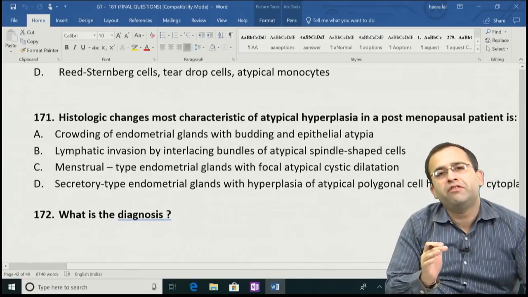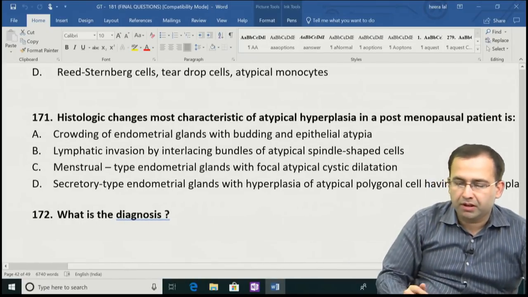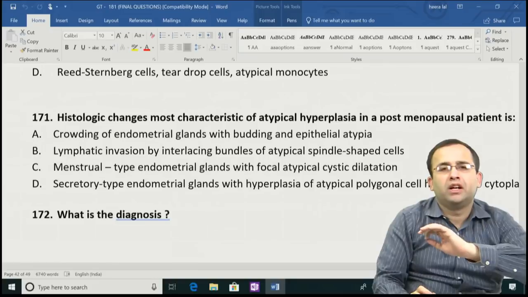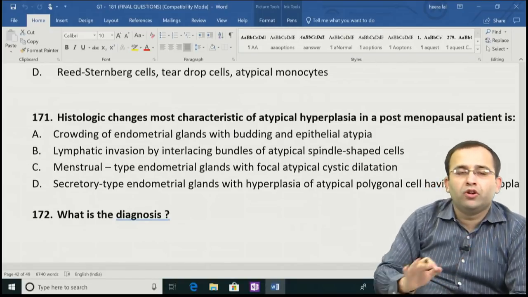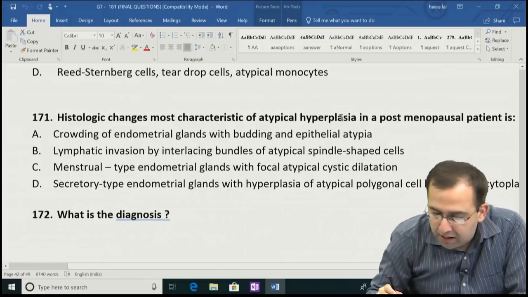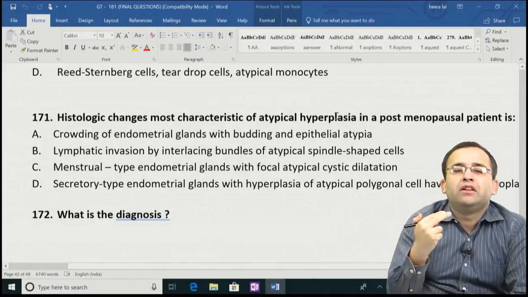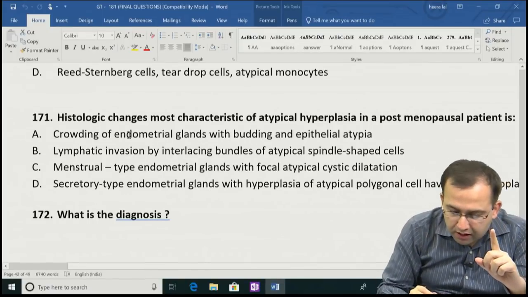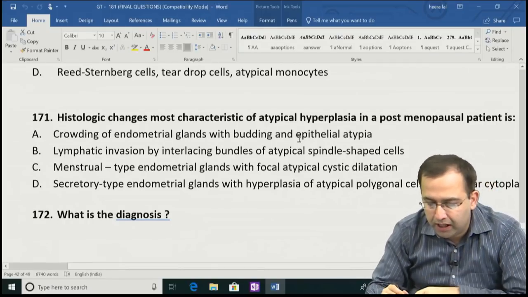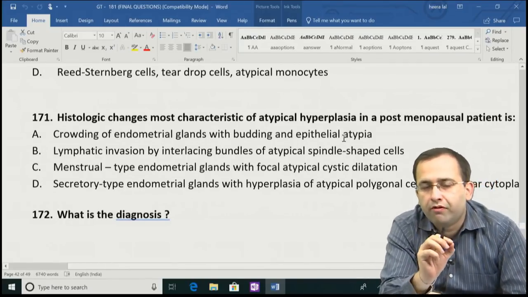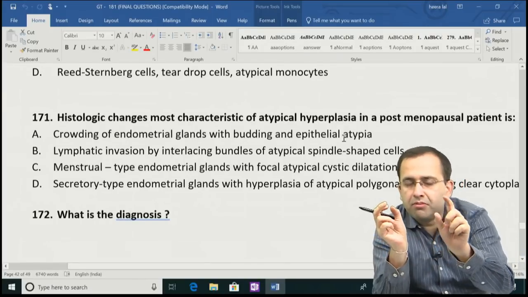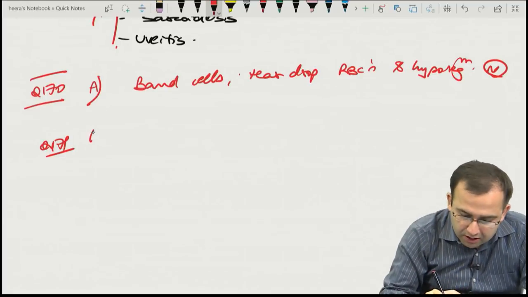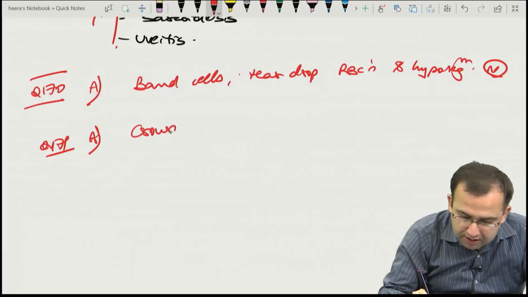Histological changes characteristic of atypical hyperplasia in postmenopausal female. Do not be biased that it is postmenopausal, so menstrual type endometrial or atrophy or whatsoever. Not at all. Have a look at the question. Atypical hyperplasia. Hyperplasia, the number of cells is increasing. So, the answer is A. There is crowding of endometrial glands with budding and epithelial atypia. See, this was obvious. Atypical hyperplasia. So, epithelial atypia will be present with hyperplasia. So, crowding of endometrial glands. 171. The answer is A.